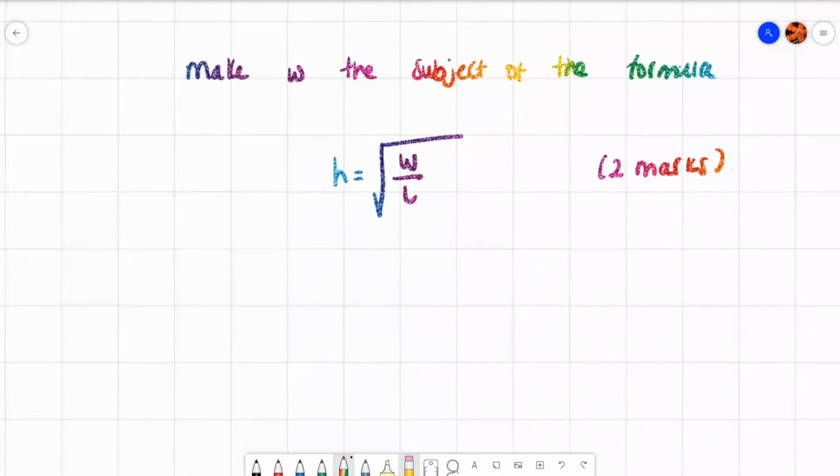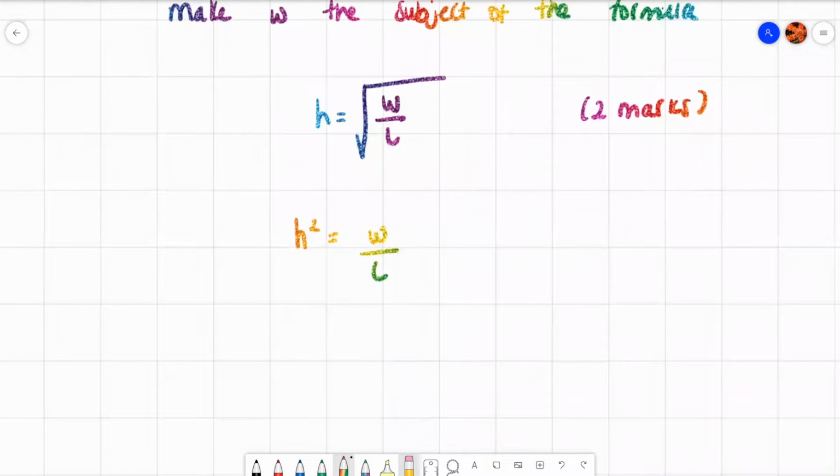Right, so again, you get rid of the square root, similar to what we've done before. So you square both sides, H squared, and it gets rid of the square root. I want to make W, so I need to get rid of divide by L, so times by L, so that becomes LH squared. Carry it the other way: divide by L and times by L cancel, so I'm just left with W equals LH squared.